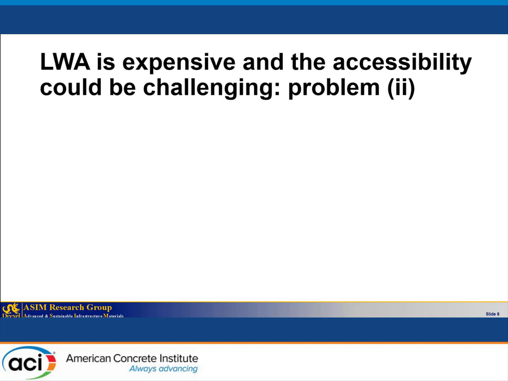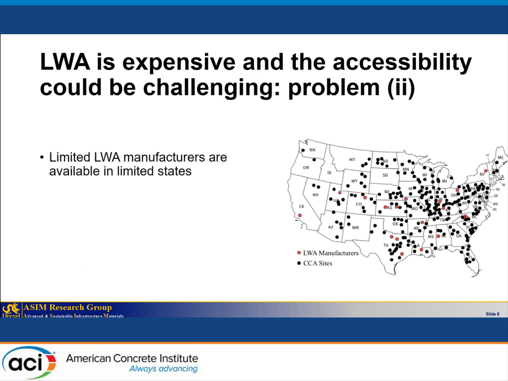and caused damage to groundwater and rivers around it. The other problem that we're aware of is that lightweight aggregate is kind of expensive and there is limited accessibility to it in the United States. If you take a look at the map on the right-hand side, you can see that we have the lightweight aggregate manufacturers, and the distance to concrete producers adds up to the final price of the lightweight aggregate and makes it more expensive.